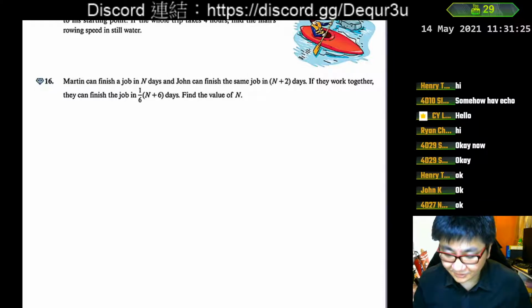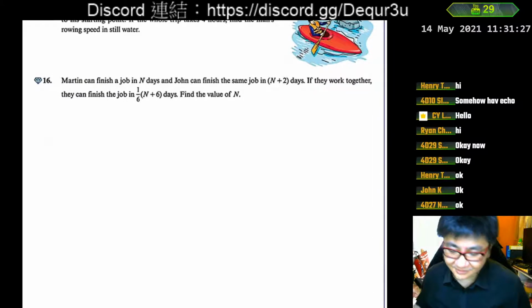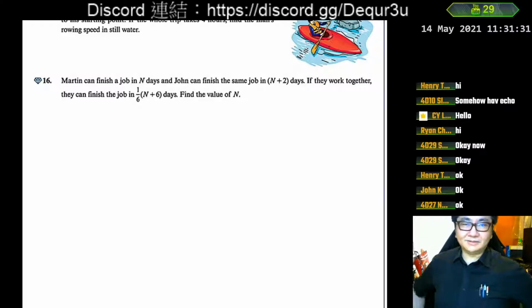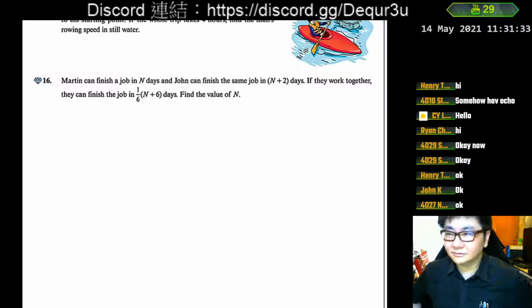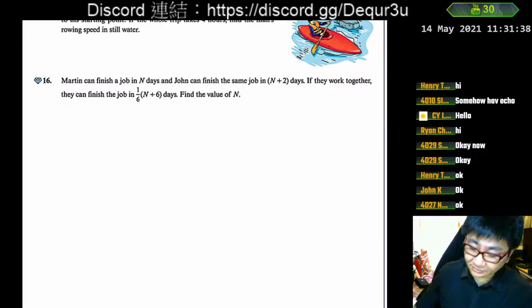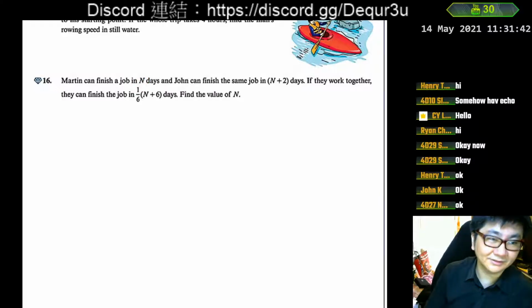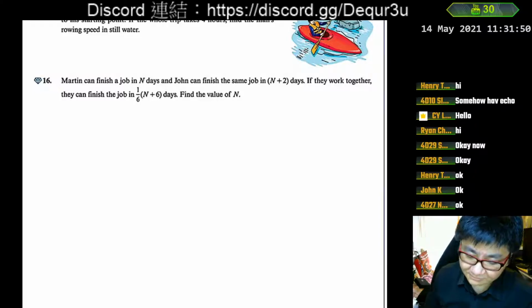There are not so many words, and the situation is also not very difficult to understand. But the problem is students may not know how to write the relation, how to set up the equation. Also, the good thing is the unknown n is already given, and you don't need to use LaTeX. The n is already there. You can use the capital letter N. So let's see what this question is about.